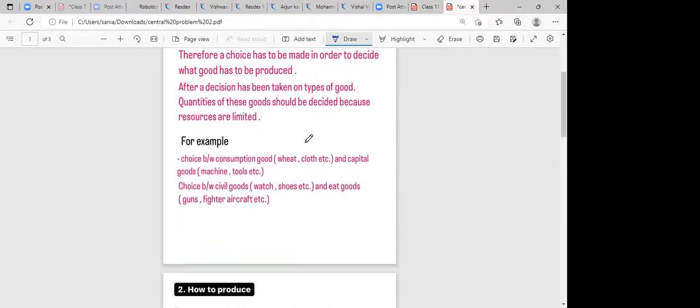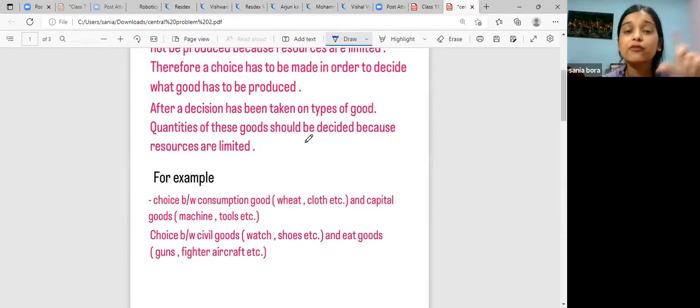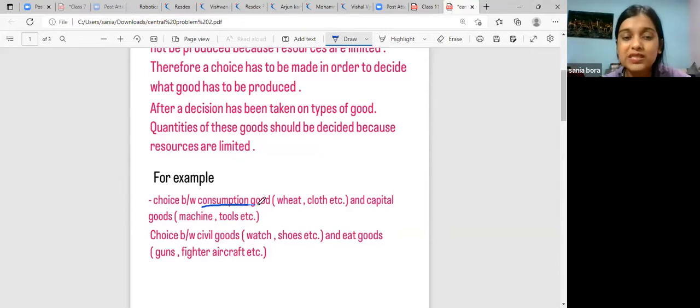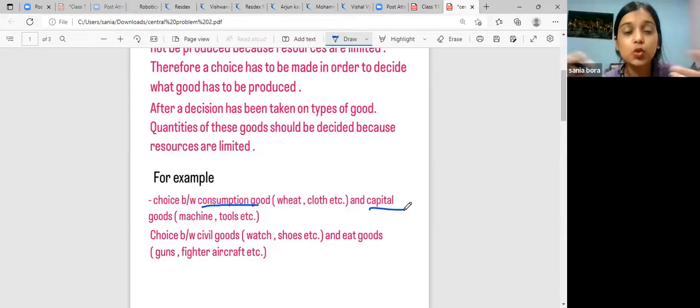Okay. Now, for example, what I told you, this is a problem of allocation of resources. You have to make a choice of what to produce. So it is like a choice between consumption goods and capital goods. Consumption goods are basically the goods which we eat or which we use, right? And capital goods are basically goods like machines and tools. For example, if I have my laptop with me, it's a machine, right? If I have a printing machine, it's a machine, right? If I have a hammer with me, it's a tool, right?